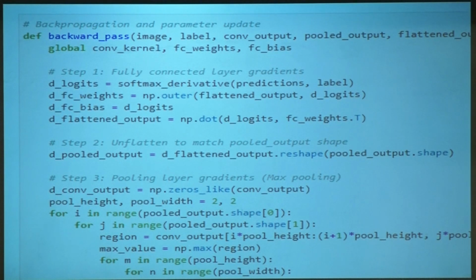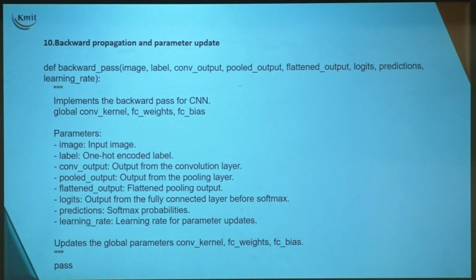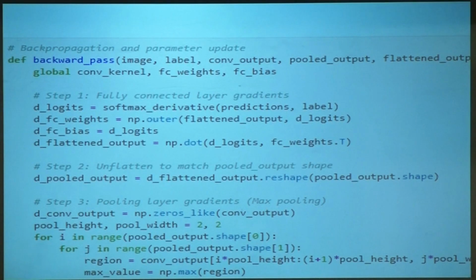Try to define the fully connected layer gradients. What is the point in learning when we give you the entire code? We have clearly given everything in the description. Read that and try working on the code. Calculate fully connected layer gradients. d_logits. Pooled output. Calculate fully connected layer gradients and unflatten the image.